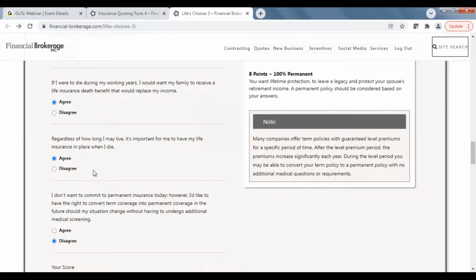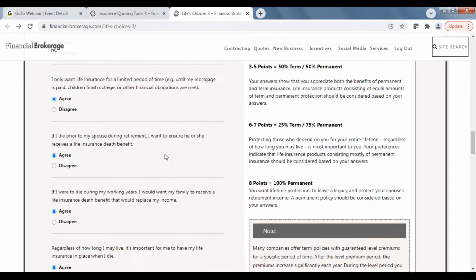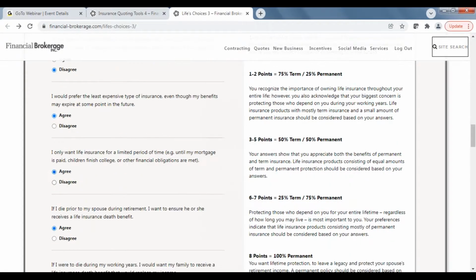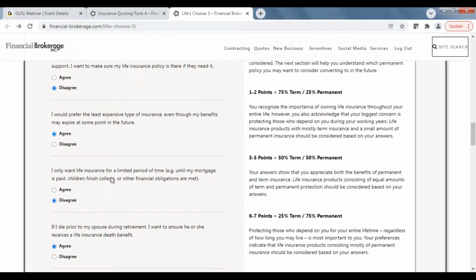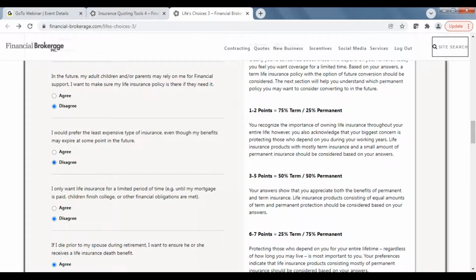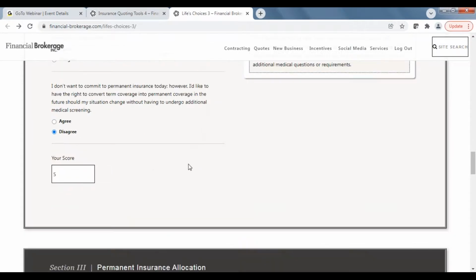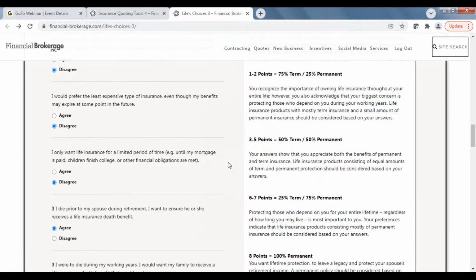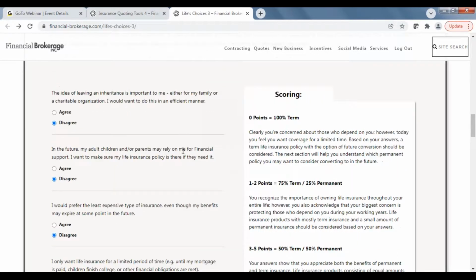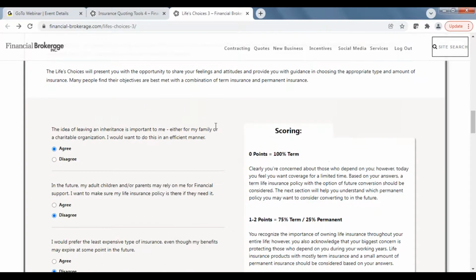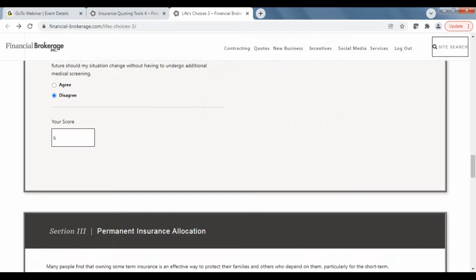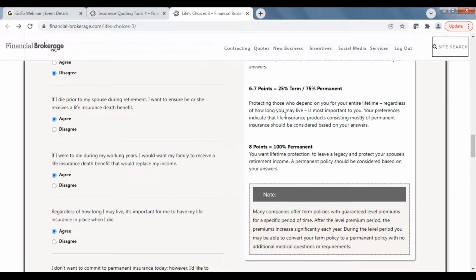So what if we change a couple answers here? Let's say we don't want this for a limited period of time. We don't necessarily want the least expensive type. That changes the number down here to a 5, which says our client should have about a 50-50 mix of term and permanent coverage. And let's change this up here that we want to make sure we're leaving money no matter what. Now our score is a 6. That brings us up to a greater blend of permanent coverage.